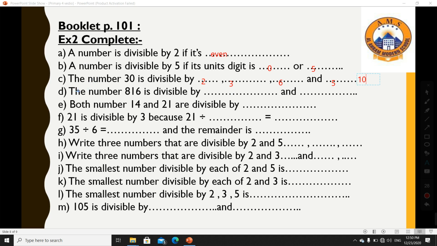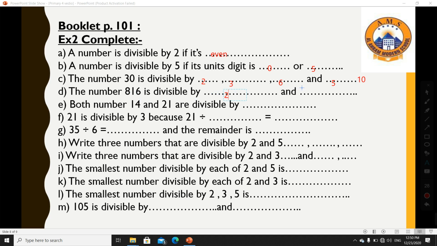I will do D with you. The number 816 is divisible by what? First, check. Is 816 an even number or an odd number? It's an even number, so it's divisible by 2. Why is it an even number? Yes, because 6 is an even number.